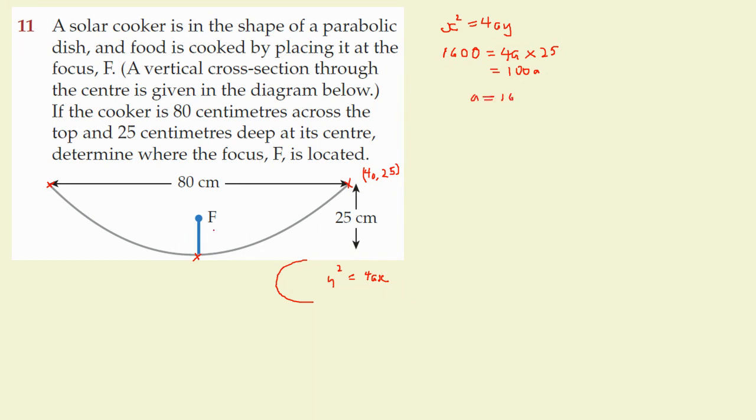Yeah. And a is the focal length. Well, that's what you're asked to find. Determine where the focus is located. Okay, so according to that, the coordinates of the focus are just 0, 16, aren't they? Okay? Is that all right?